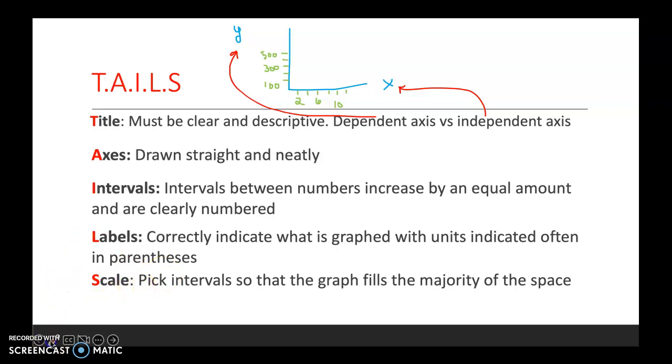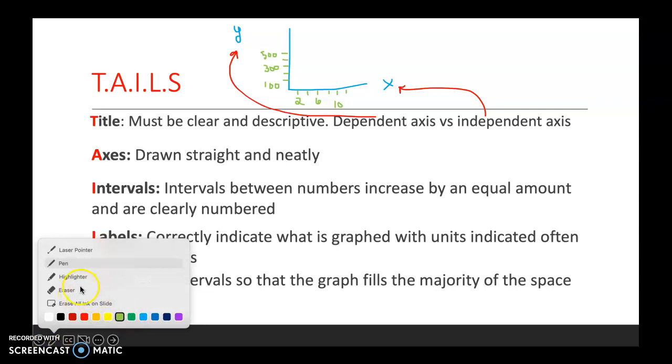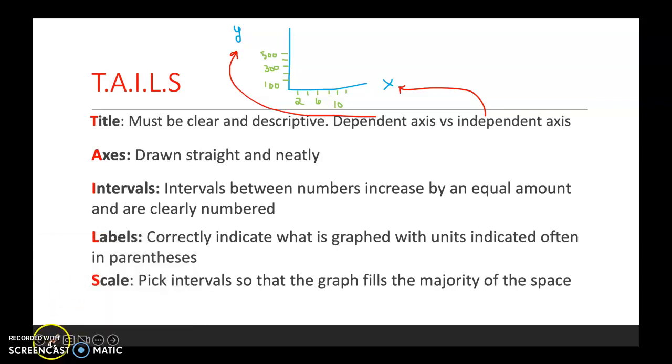Next is the labels. You want to make sure your x and y-axis both have labels. And when you're doing the label, not only does it have to have a label, but it also has to include the unit. Numbers without units are worthless. We need to make sure we know what those values are. And then finally, you want to make sure the scale of your graph fills the graph paper. That's really important, that you actually fill the total space.